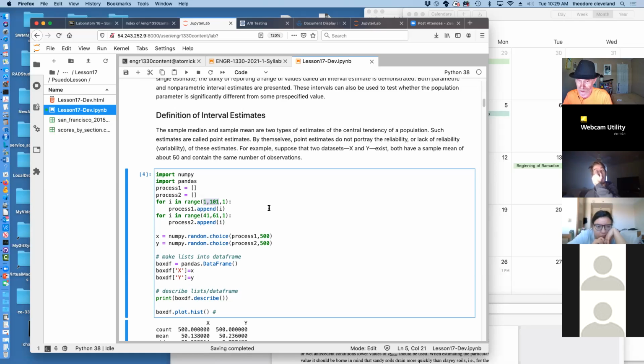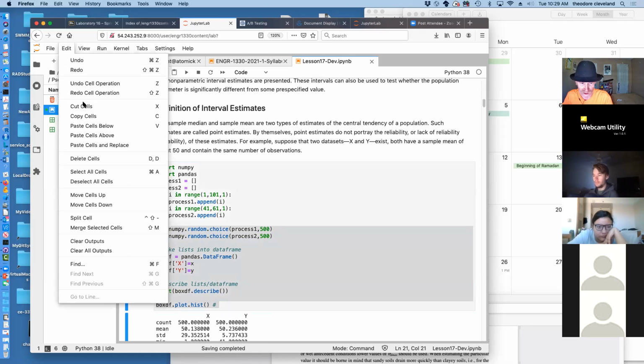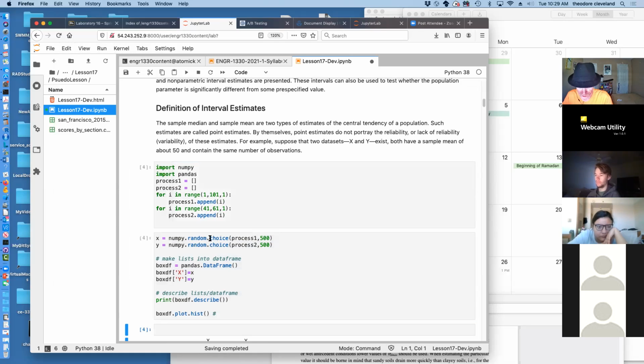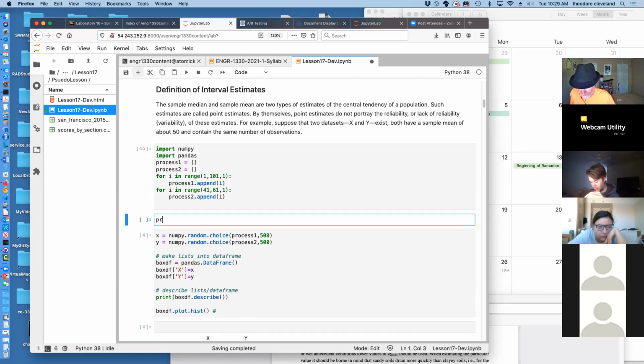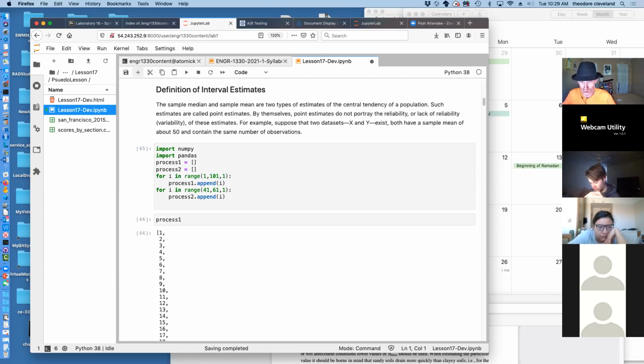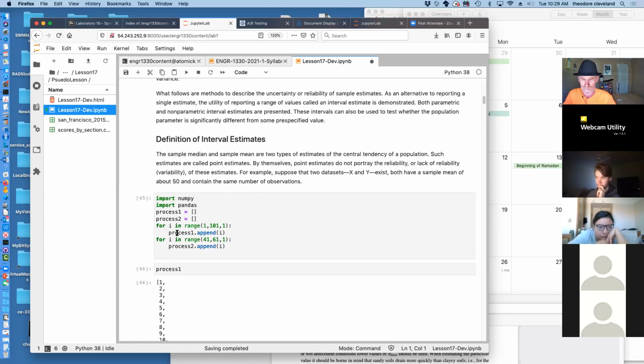And we can plot them if we want to. Let's go take a look at the contents of process 1 just after we build it. So here's where we're going to split the cell. Again, we're taking advantage of the notebook's ability to do stuff one little bit at a time. So that worked. Process 1, numbers 1 through 100.